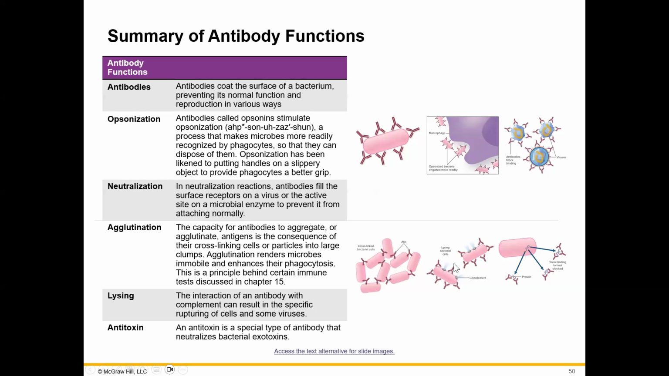Here you see the lysis of bacterial cells happening. So this is interaction of an antibody with complement, which can result in the specific rupturing of cells and certain viruses. Here we have an antitoxin being formed. This is a special kind of antibody that neutralizes bacterial exotoxins.